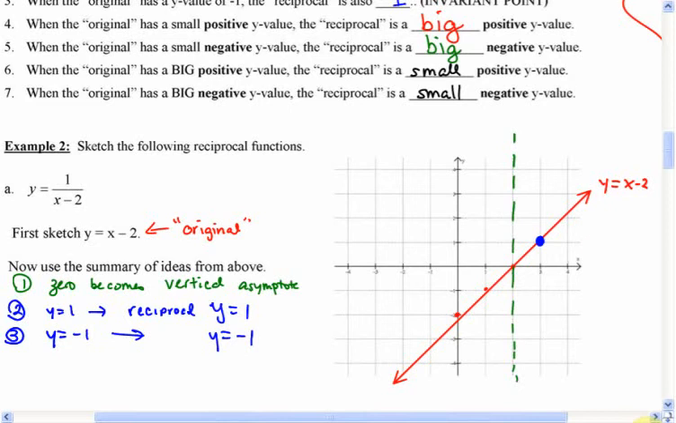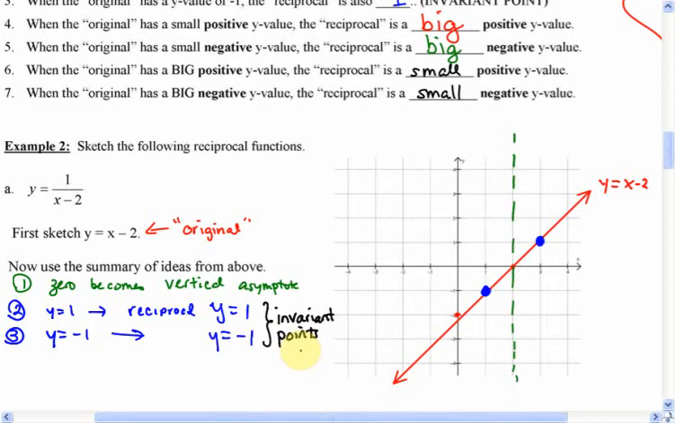I think you messed them up. X comes first, right? 1, comma, -1, right here. Good. Those are what we call the invariant points because they are on both the original and the reciprocal graph. They don't change.